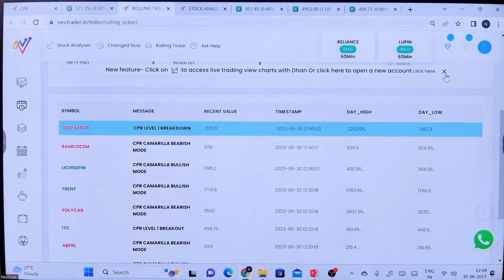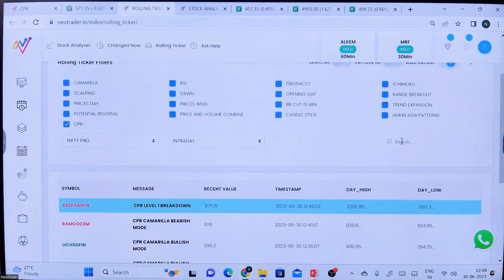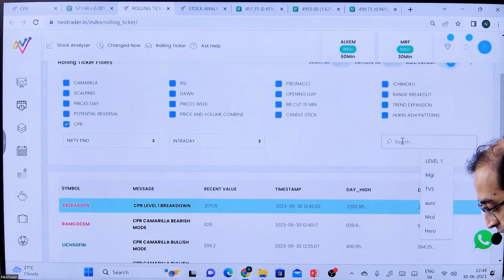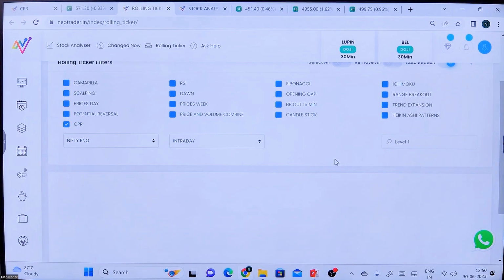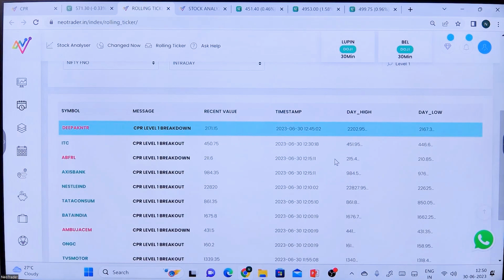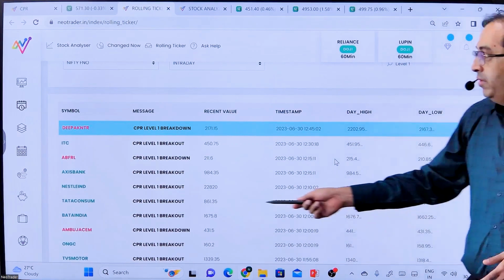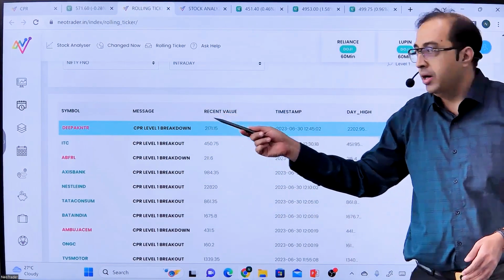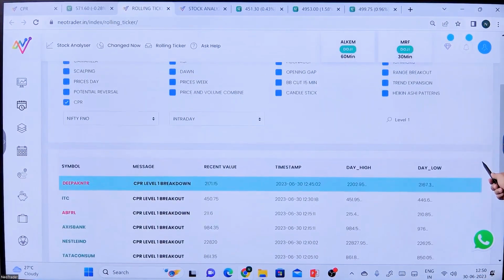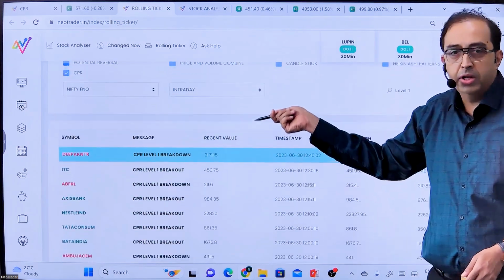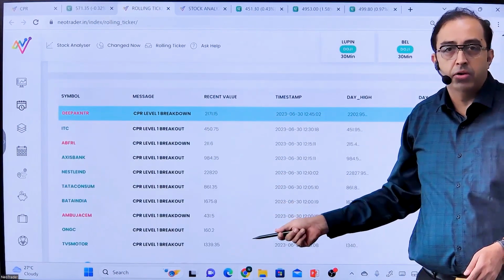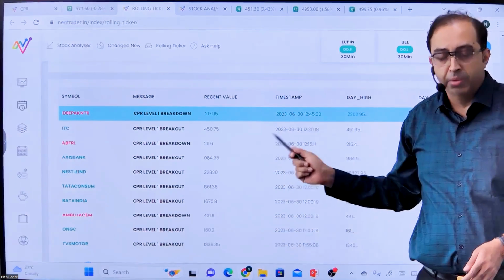If you want, directly under CPR, you have level 1 as well as the modes. So we will check it out. You can just type here level 1. When you type level 1, you will only keep getting the level 1 filtration. So in the rolling ticker, you can just type here level 1 and you will get all the level 1 trades filtered out here. You don't have to worry, all the level 1 trades will be filtered here.